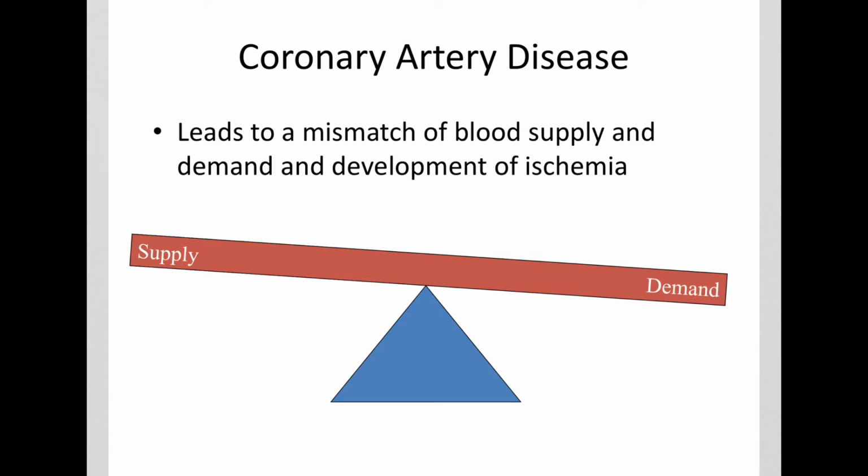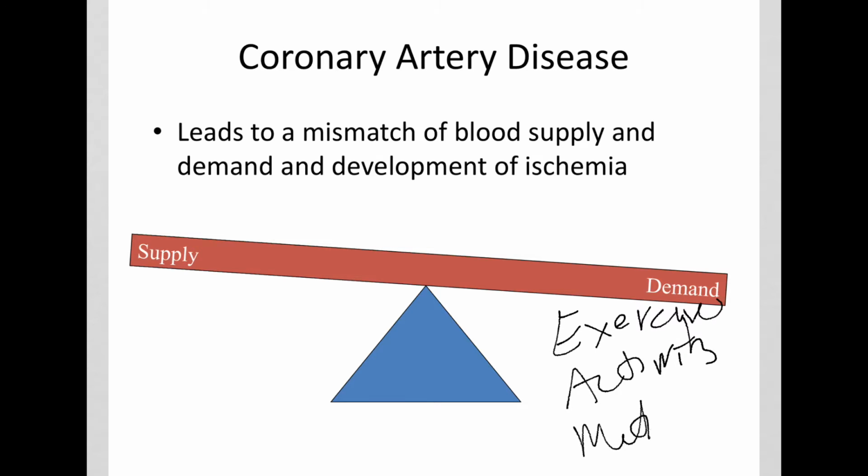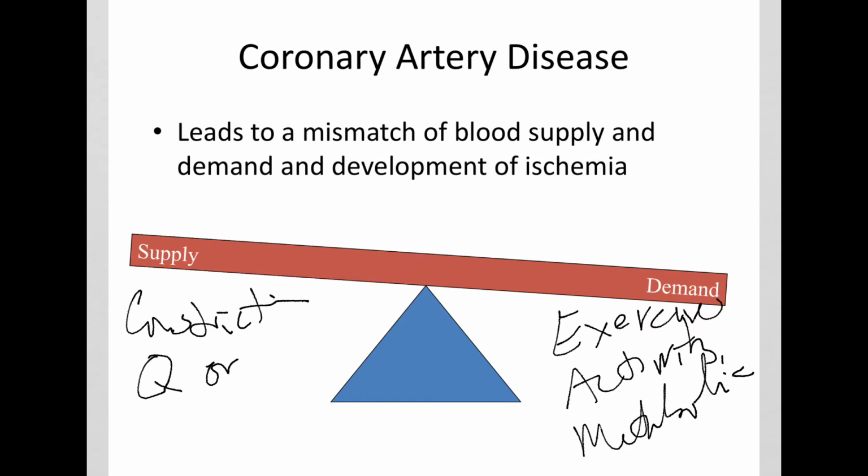What is coronary artery disease? A mismatch of supply and demand. So the demand is high because of exercise, activity, any kind of metabolic activity that causes oxygen needs to go up, and supply might be low because of constriction in the vessel, or cardiac output, Q. It could be problems with the heart not pumping efficiently, leads to that mismatch, and we develop ischemia.